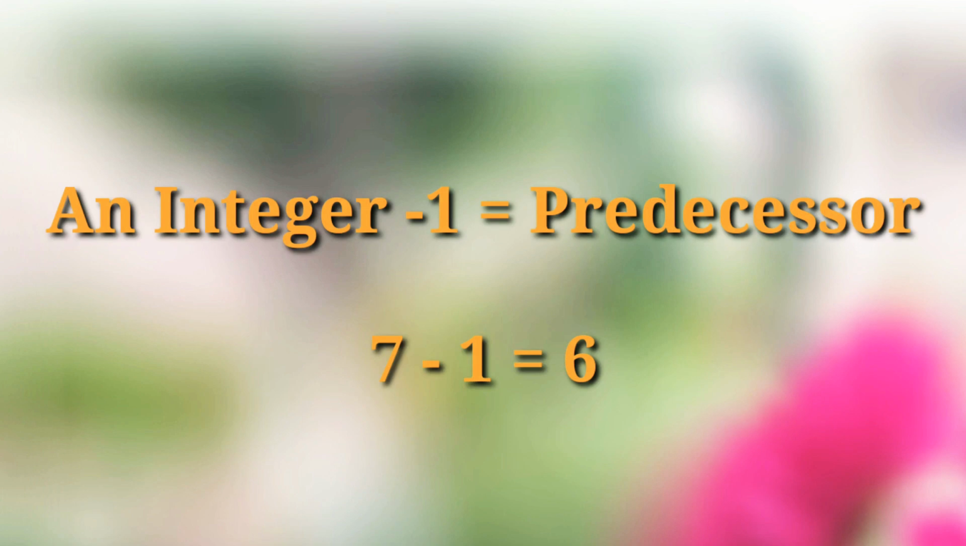Similarly, next property, that is property of 1. In that if you subtract 1 from an integer, then you are going to get predecessor of that particular integer. For example, 7 you have taken as an integer and subtracted 1 from it. 7 minus 1 equals to 6. 6 is predecessor of 7.